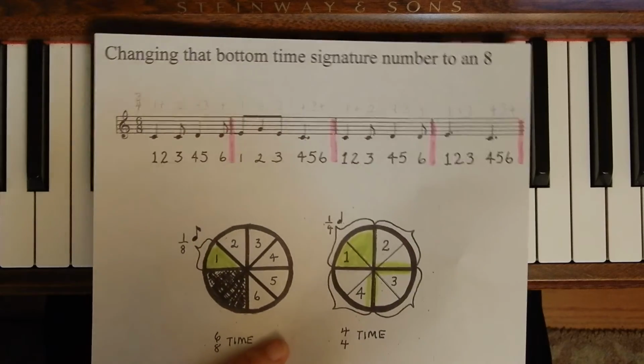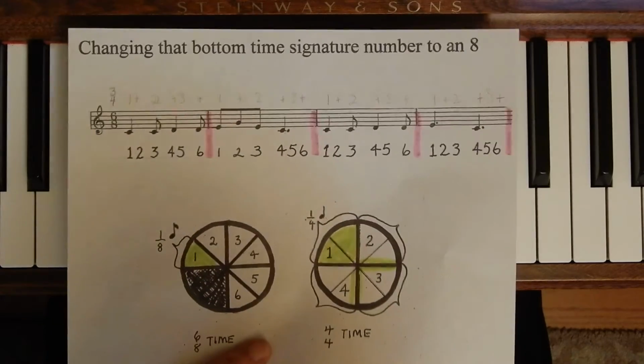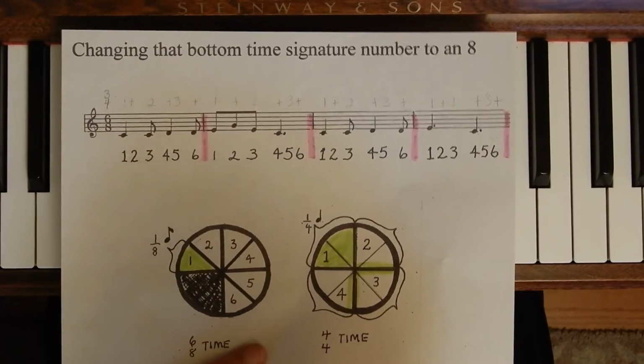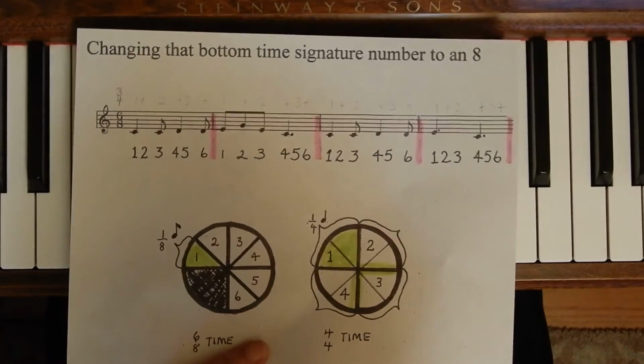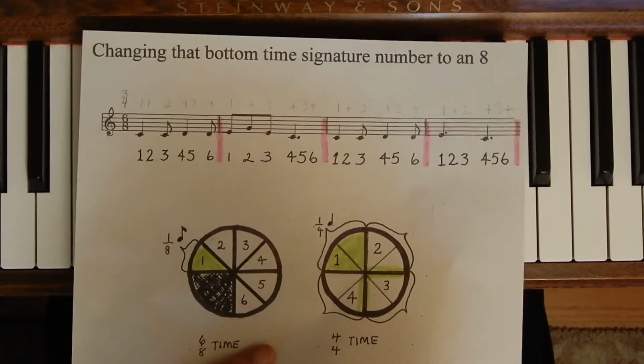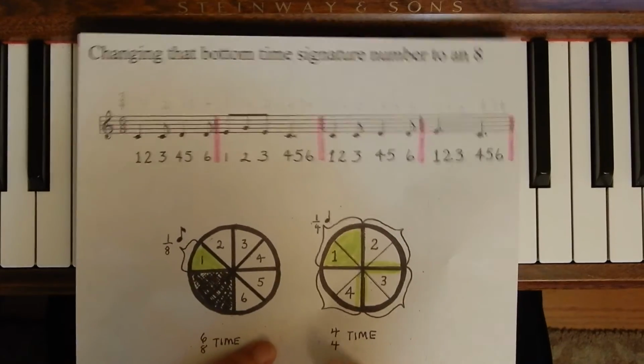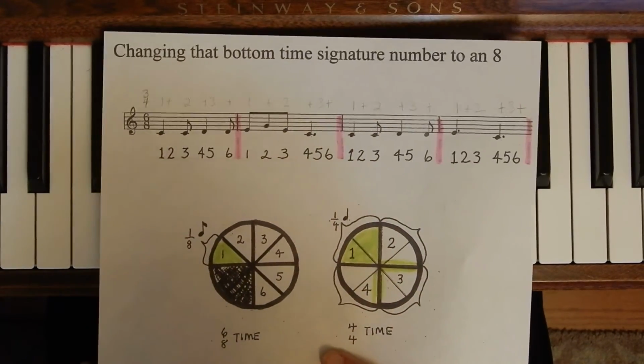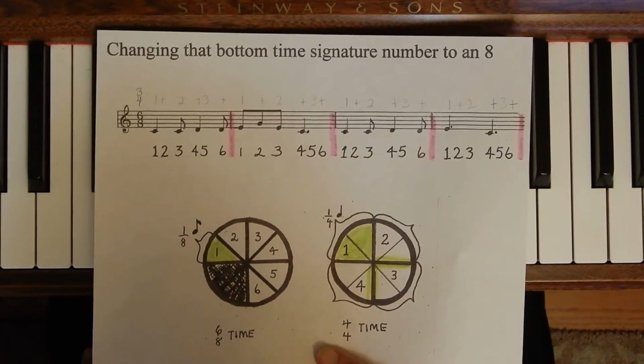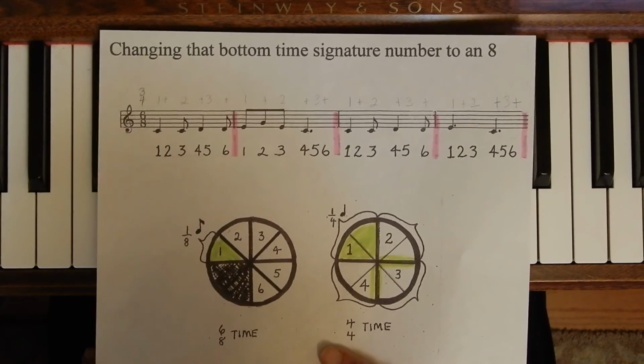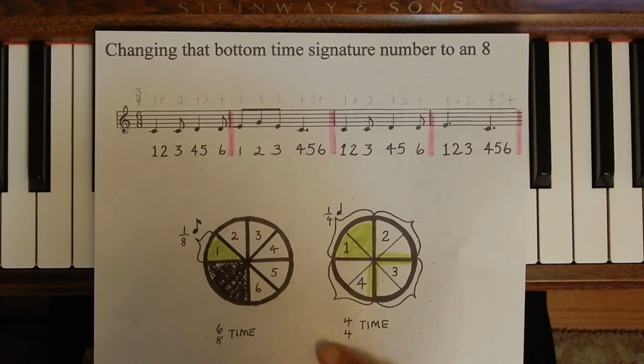So if I just change it to 6/8, 1, 2, 3, 4, 5, 6, 1, 2, 3, 4, 5, 6, it divides itself much more naturally. So we really need the 8th note to be the beat. And 6/8 time is a very natural thing to do.